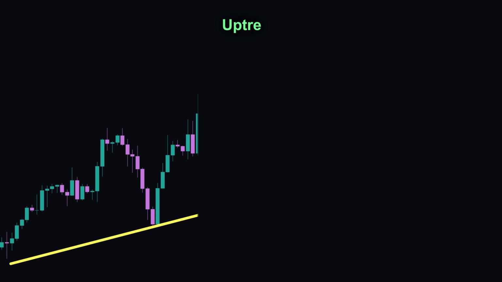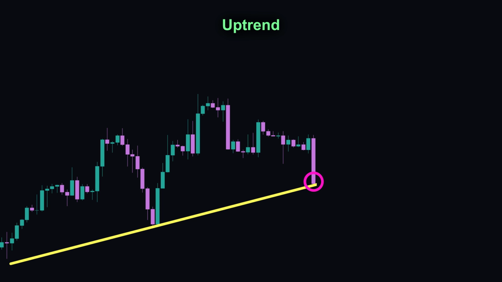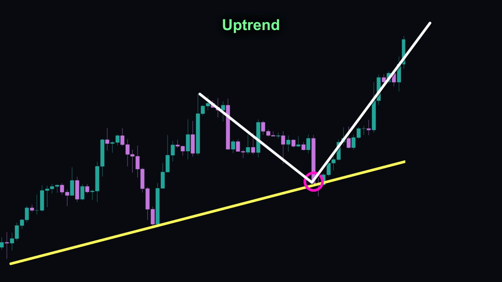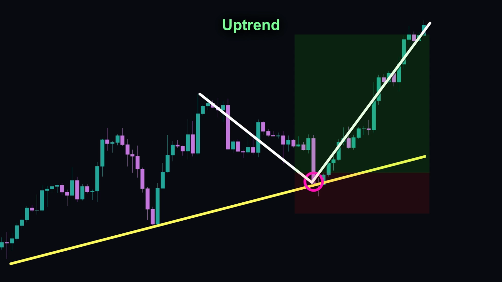First up is the continuation pattern, which happens when the price bounces back in the direction of the trend immediately after touching a trend line. It's important to note that you shouldn't rush into a position just because the price touches a trend line. You should use other price action techniques to confirm your analysis.